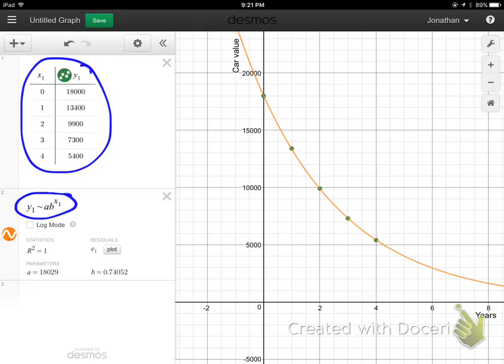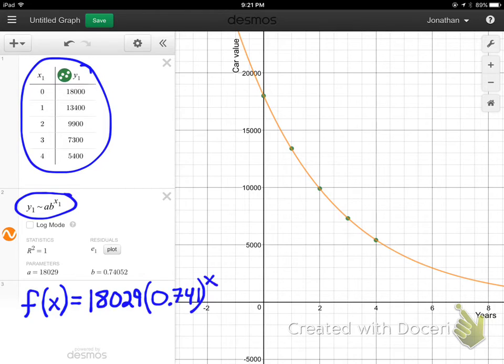And then what you'll need to notice is the equation is f of x equals 18.029 times 0.741 to the x. And I got that from a and b. So go ahead and I'll pause it here because you need to have Desmos. And yep, now that you've unpaused it, thank you for doing that, and we will finish this video.